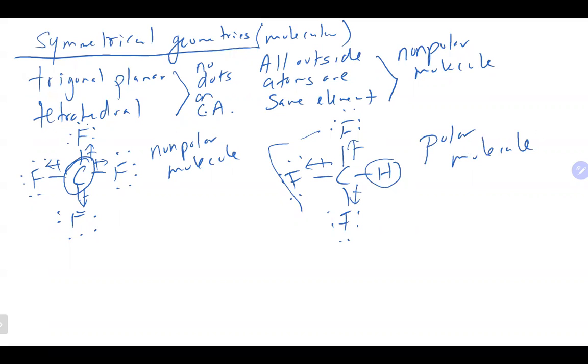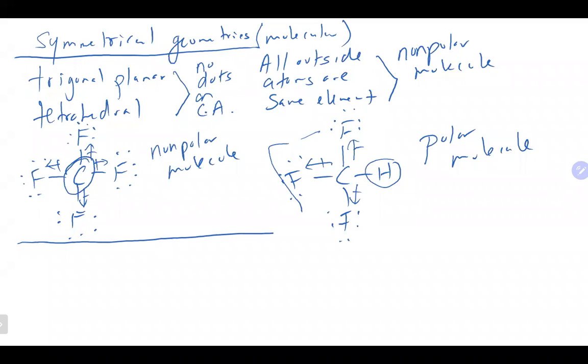So these symmetrical geometries of trigonal planar or tetrahedral, no dots on the central atom, everybody on the outside is the same element. It is almost a safe bet just to write nonpolar molecule. These geometries here, no dots on the central atom, everybody on the outside are different elements, or at least one different element, probably a safe bet to write polar molecule in that particular case.